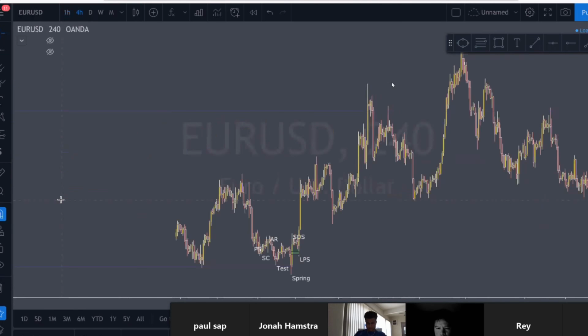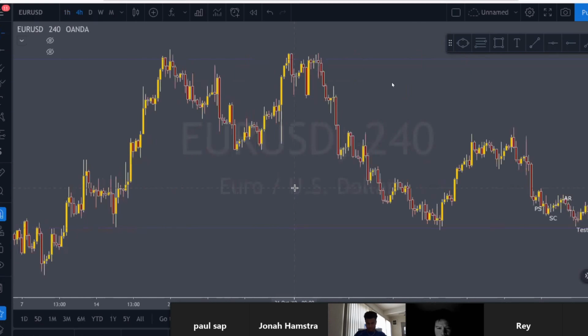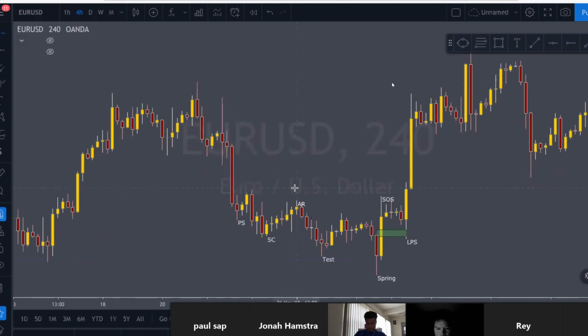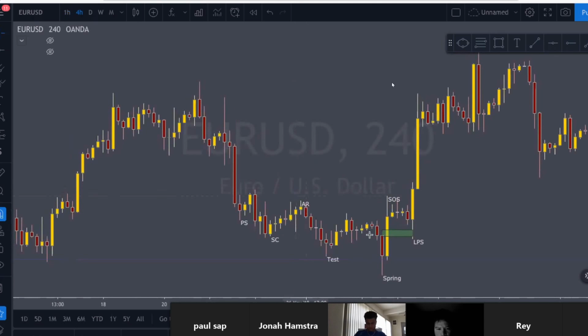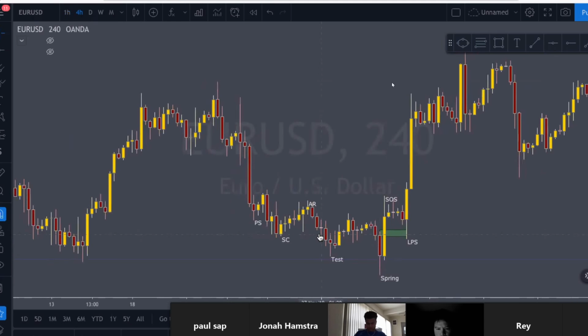That's Wyckoff theory. So anyway, I'm not sure if that was a good trade. I'm not sure where I should start, honestly.